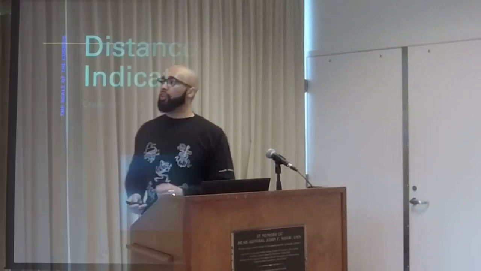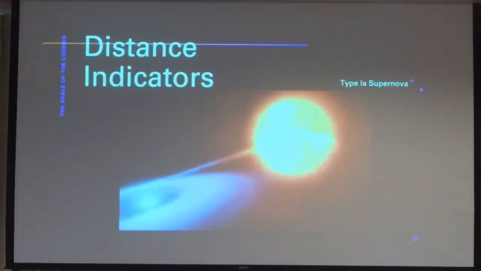Cepheid variables can be seen at a maximum distance of about 65 light years. After that point, we can't really see them as well, and it's a lot harder to gauge exactly how bright they are and how far they are. That's when we move into type 1 supernovae.